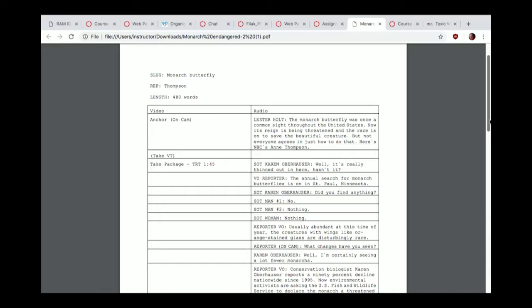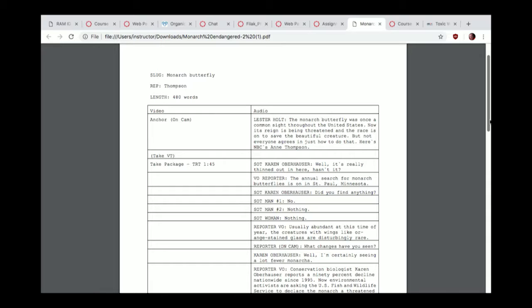Here's NBC's Ann Thompson. So Holt has done the anchor thing, and then this package begins with an SOT from the noted expert on monarch butterflies, Karen Oberhauser. "Well, it's really thinned out in here, hasn't it?" So she's actually in action, looking through a forest where the monarchs usually are on their migration. And the reporter says, the annual search for monarch butterflies is on in St. Paul, Minnesota.